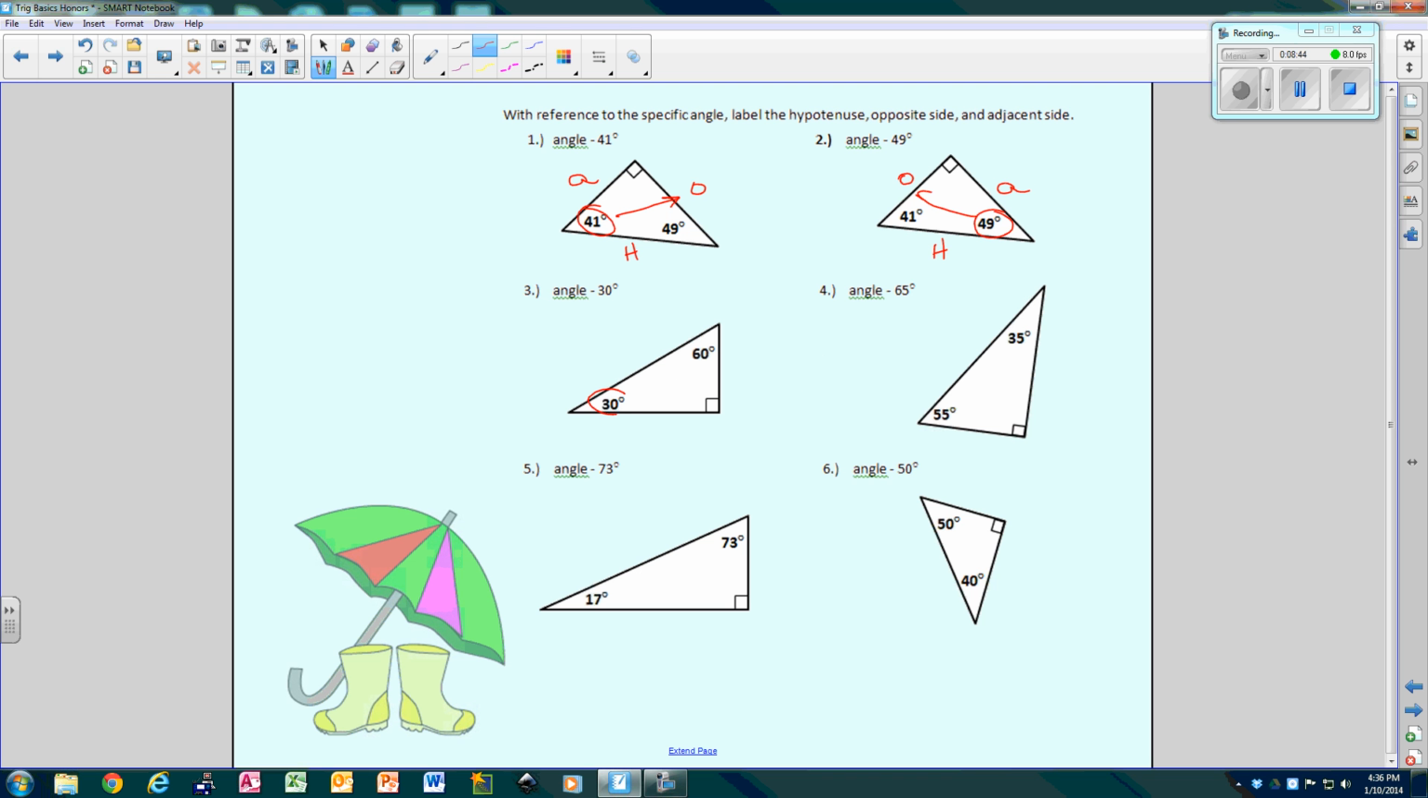Okay, what about angle 30? Always the hypotenuse. Opposite, adjacent. Angle 65, I think they mean angle 55. So this is my angle of reference. This is always the hypotenuse. This is opposite. This is adjacent. So if you get the opposite and the hypotenuse, the leftover is just A. Okay, 73. Here's opposite. I'm sorry, hypotenuse. This one is opposite, leaving this one to be adjacent.